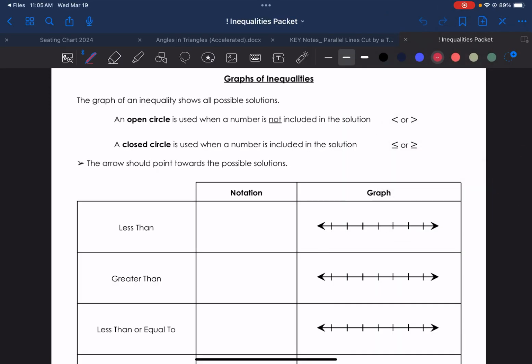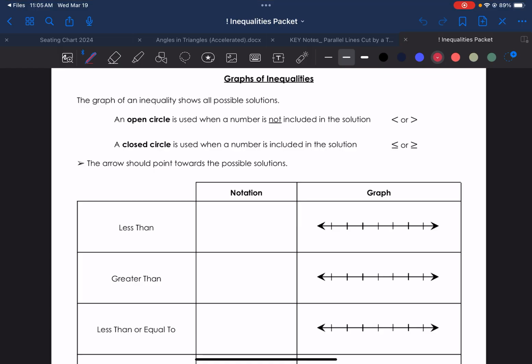Hello, everyone. Today we're going to be reviewing the notes from yesterday and then jumping into today's lesson. For today's lesson, we're going to be doing pages 2 and 3 in our packet. So, starting with the review.